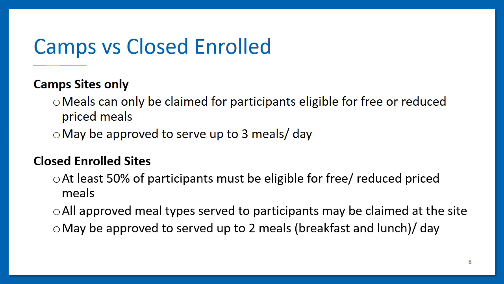For closed-enrolled sites, 50% of the participants must be eligible for free or reduced price meals in order for a site to qualify. In this instance, all meals at the closed-enrolled site served to participants may be claimed for reimbursement. Closed-enrolled sites may be approved to serve up to 2 meals, including a breakfast and lunch, each day.